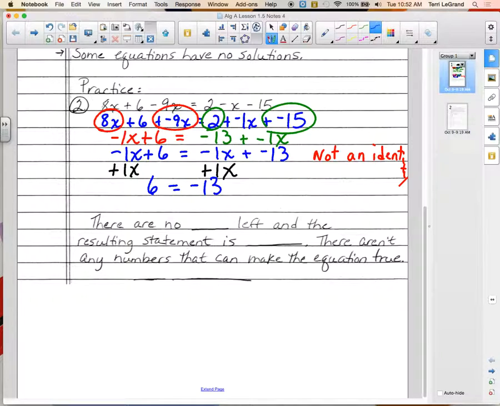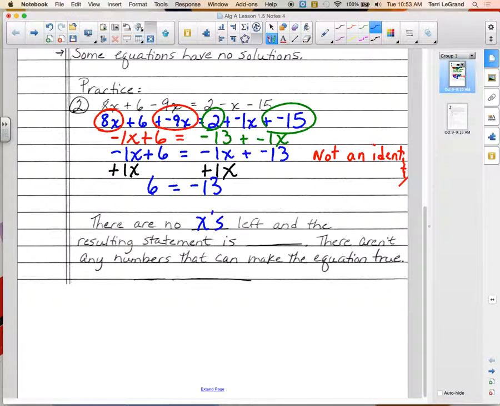Some of you are like, I don't want to answer because I can't figure out what happened here. What happened? Did the variable terms disappear? Do we have any variable terms left? They're gone, aren't they? So let's just state it like this. There are no x's left. They're gone. They disappeared on us.